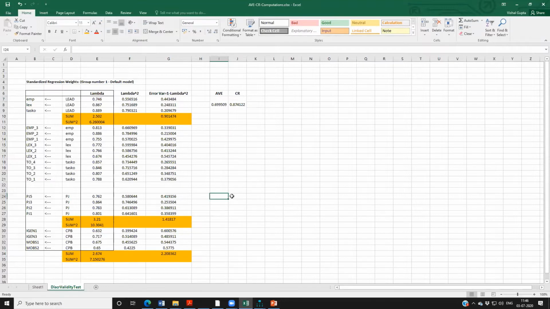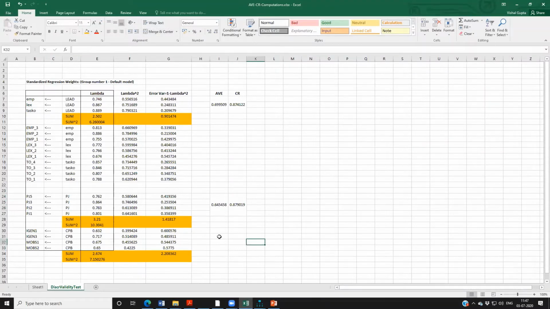Now we will look at PJ. We'll again do the average of lambda squares. These are the lambda squares. Okay. And CR, which is equal to sum square divided by sum square plus the sum of error variances.